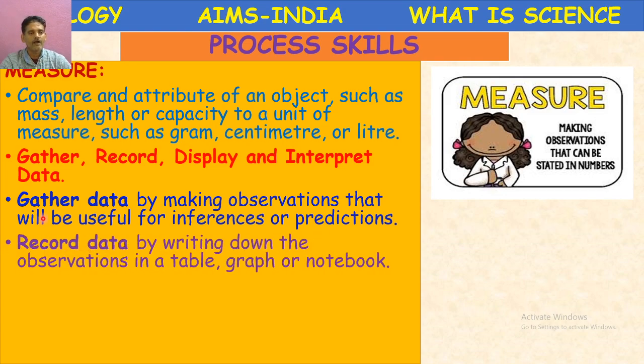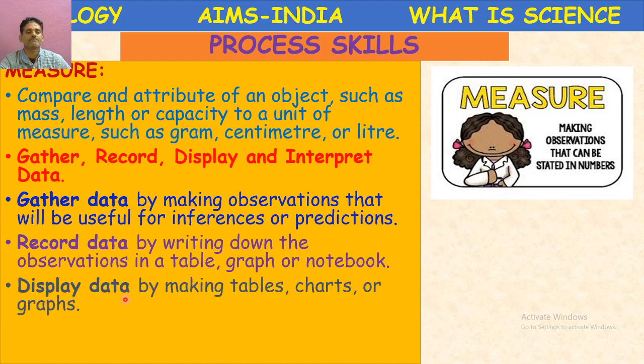Next, after gathering data, record data. Record data by writing the observations in a tabular form, a graph, or in the notebook. Whichever is the easiest method to remember, you have to choose, and make the observation in the form of a note, a table, a graph or a notebook. Next, display data. After recording data, you have to display. By making tables, charts or graphs, you can display the collected data.